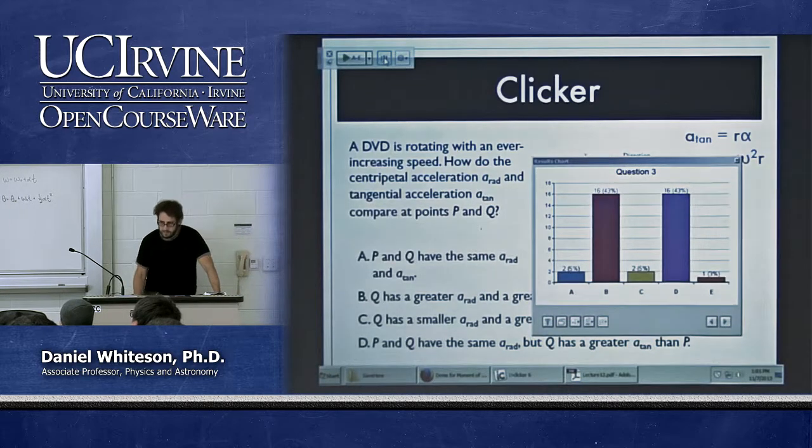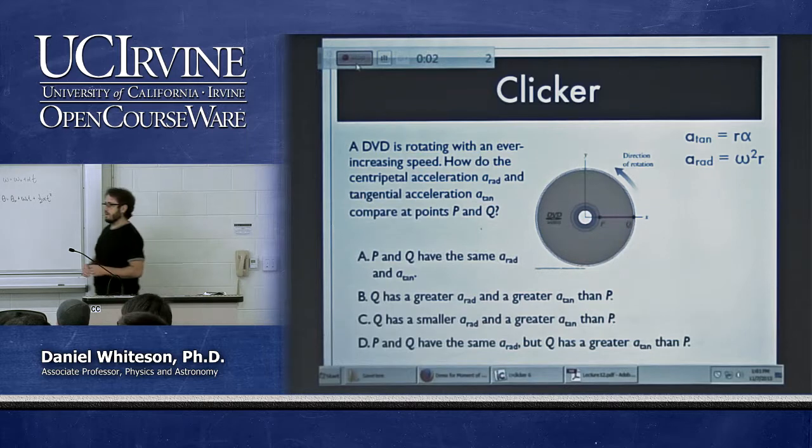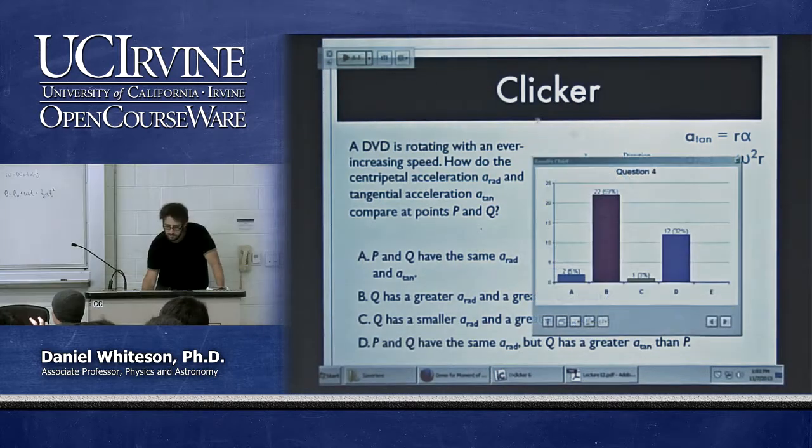Okay, so no consensus here. Why don't you discuss with your neighbor and vote again and see if we can converge. All right, you guys are not very persuasive.